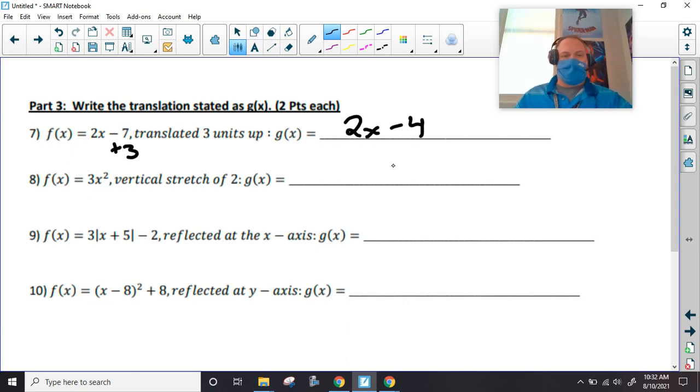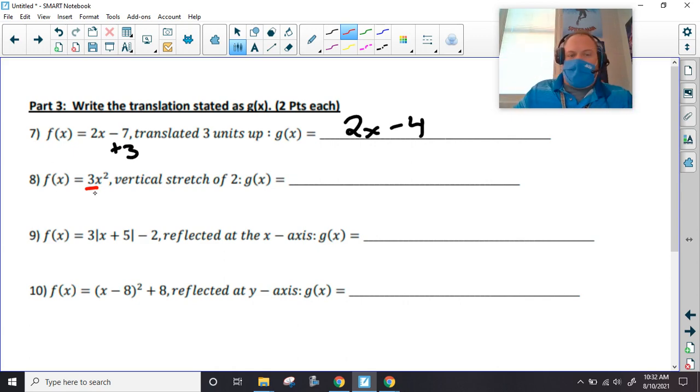Okay. Now, number 8 probably seemed a little confusing because you're like, wait, it already has a vertical stretch, but we're stretching it again. Yes. Just like me when I was putting on the extra small shirt yesterday, we stretched it as much as we could.